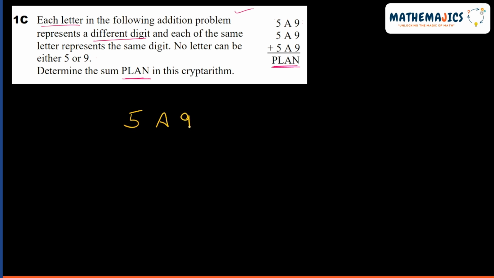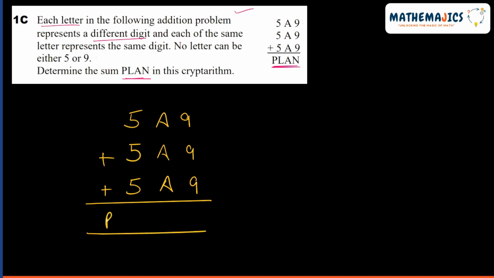5A 9. This is a 3-digit number. Again, the same 3-digit number, 5A 9. We need to add these 3-digit numbers, and we are getting PLAN. Correct.